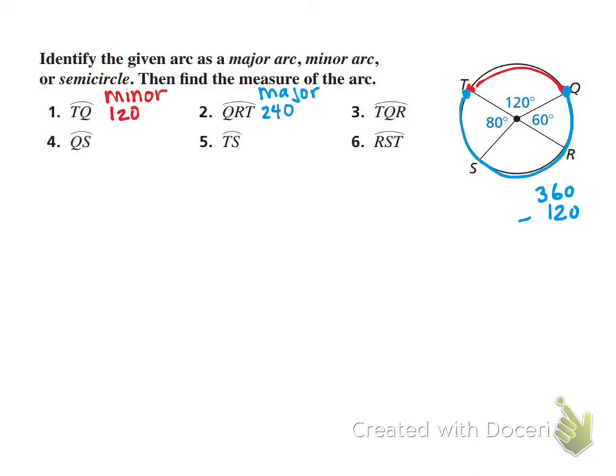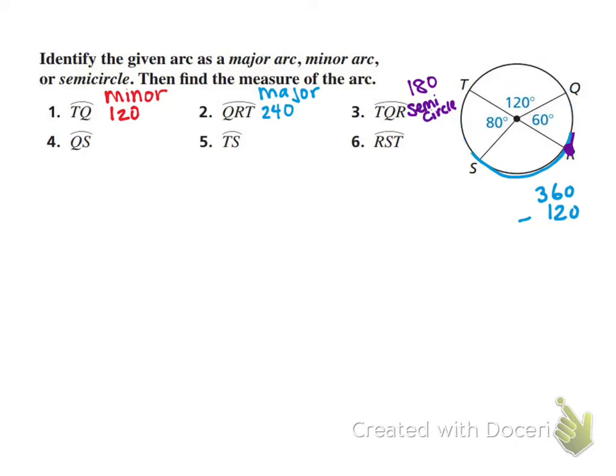Last is TQR. So starting at T, do I want to go to the right or to the left? To the right. Through Q and end at R. So how many degrees is that? 180, which makes it a semicircle. Beautiful.